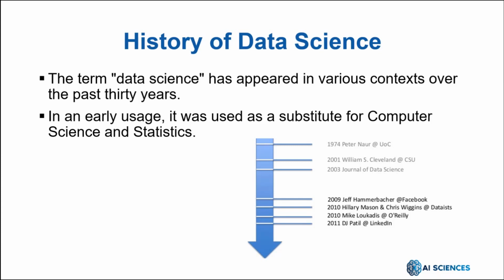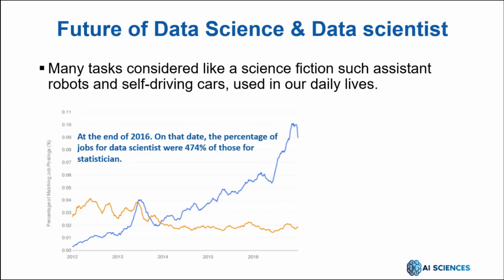Let's talk just a little bit about the history of data science. The term data science has been appearing in various contexts over the past 30 years, but did not become an established term until relatively recently. In its early usage, it was used as a substitute for computer science since 1960, when Peter Naur first mentioned the term.